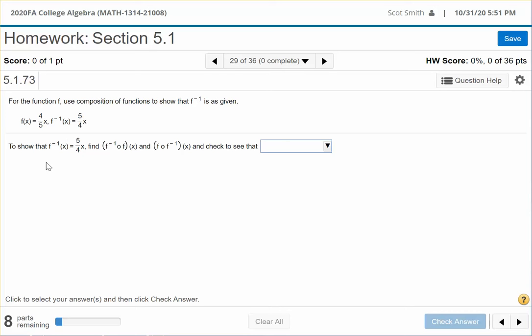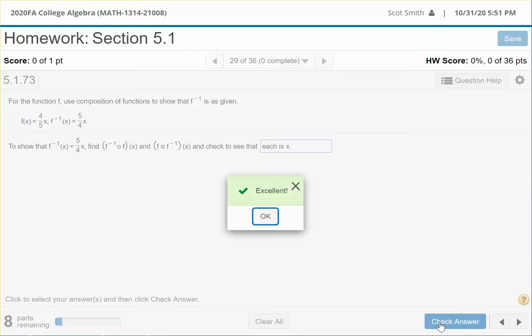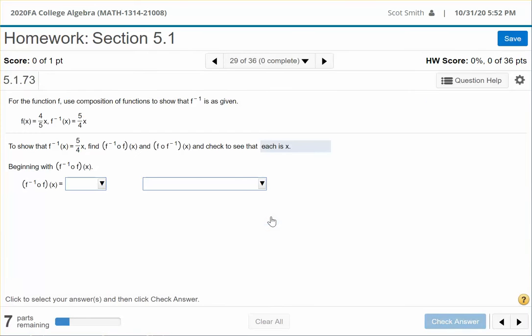So it says show that the inverse function of f, or f inverse of x, equals 5/4 x. So to show that that's true, we have to find f inverse of f of x and f of f inverse of x and check to see that they each equal x. So each is x, so they each should equal x. Okay, so that's the first part. So far, so good. All right, so beginning with f inverse of f of x.